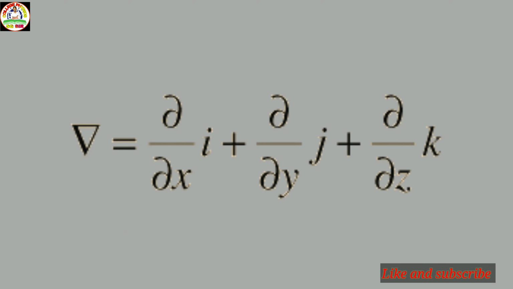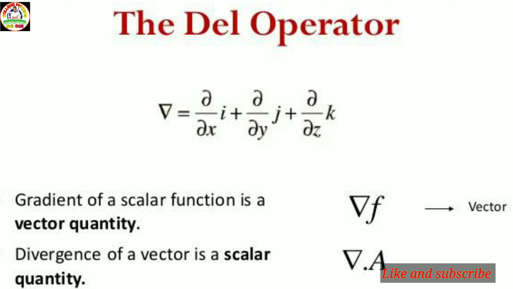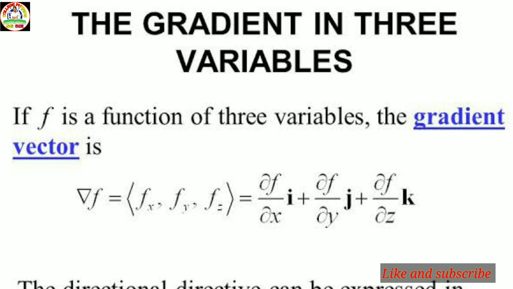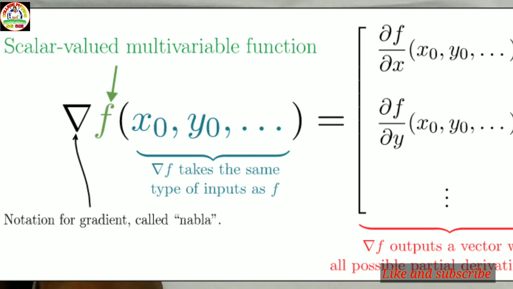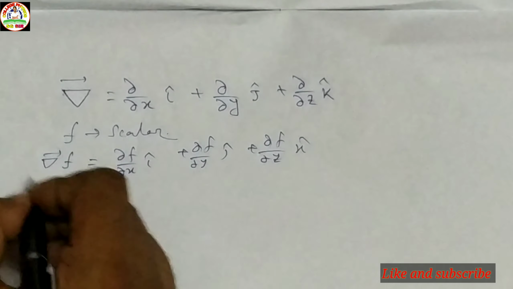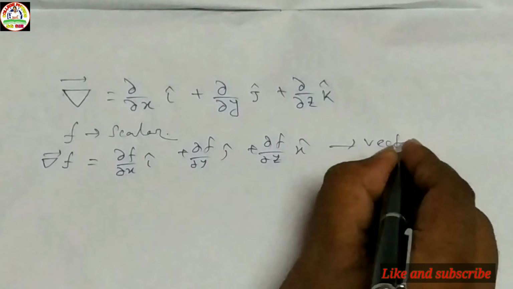At first, I discuss the del operator. Del behaves like a vector and is written as del equals del x i cap plus del y j cap plus del z k cap. Now, if f is a scalar function and I operate on it by the del operator, then we can write del f del x i cap plus del f del y j cap plus del f del z k cap, and the scalar function f, when we operate by the del operator, is converted to a vector quantity.